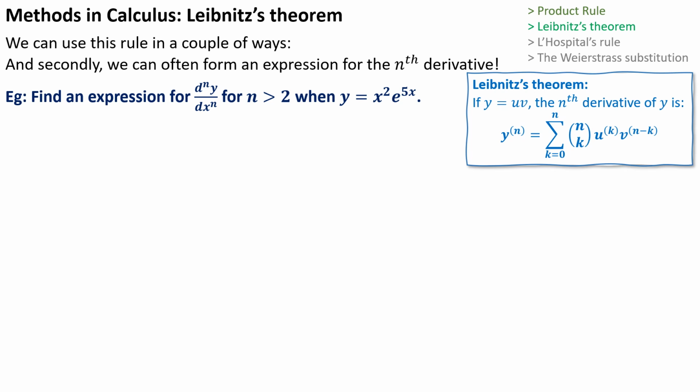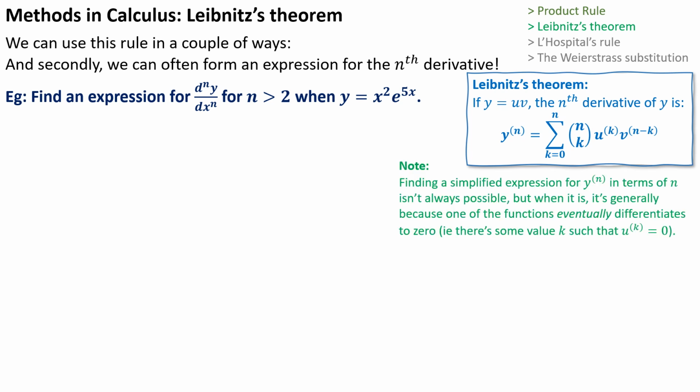We're going to have a go for this one. We want to find an expression for the nth derivative for y equals x squared e to the 5x. And there's a little clue in here as to what's going on. It says we want to find an expression for the nth derivative provided n is greater than 2. Ask yourself what you think will happen to these functions if n is greater than 2, and that might give you an inkling as to why we're able to find a simplified version of this.